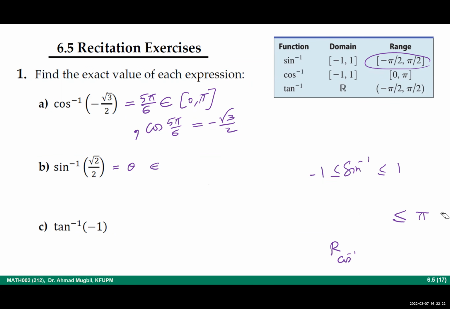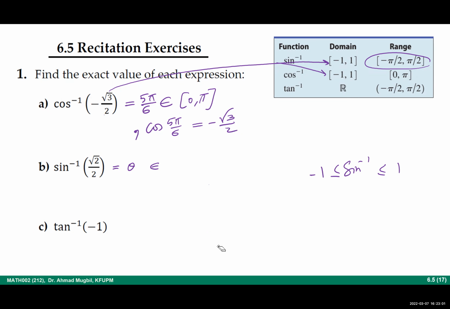By the way, we forgot to check the domain. For the domain, to see if it is defined or not, the input should be between negative 1 and 1. Here, square root of 2 over 2 is less than 1, between 0 and 1, so between negative 1 and 1. Yes, square root of 2 over 2 is between 1 and negative 1. So no problem. It is defined.